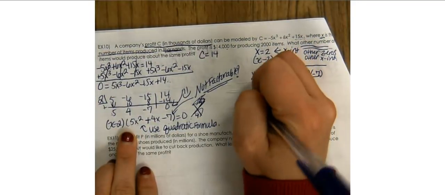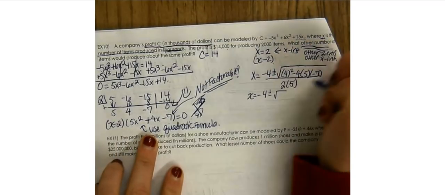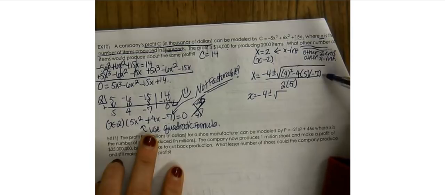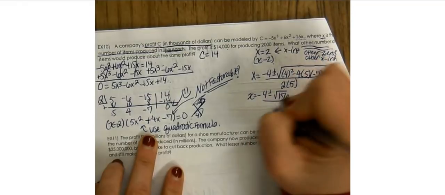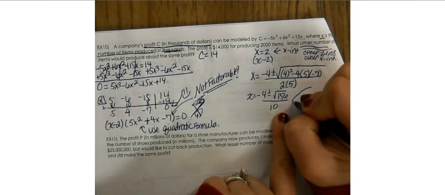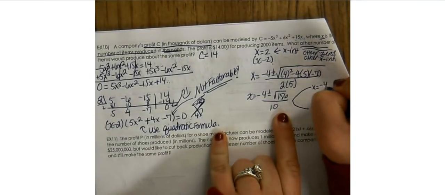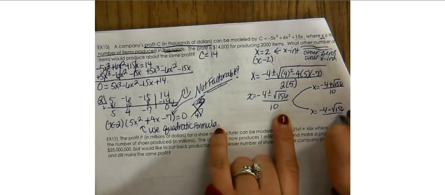So I'm going to write x is equal to negative 4 plus or minus the square root. And if you were to put that whole thing into your calculator exactly as you see it, you will end up with 156. This is all over 10. So now I'm going to separate negative 4 plus or minus the square root of 156 over 10 into two separate equations. That's x equals negative 4 plus the square root of 156 over 10, and x equals negative 4 minus the square root of 156 over 10. And I'm going to come up with an answer for both of them.